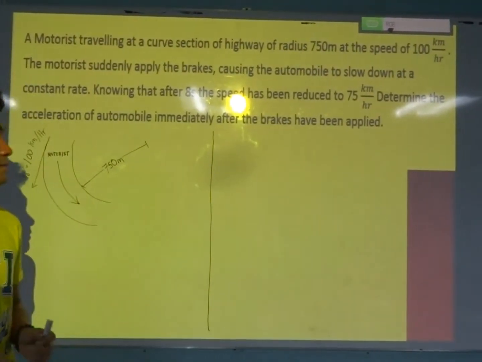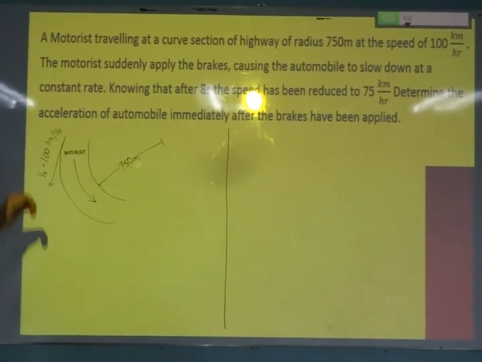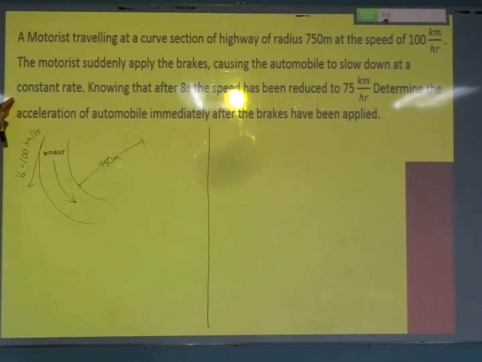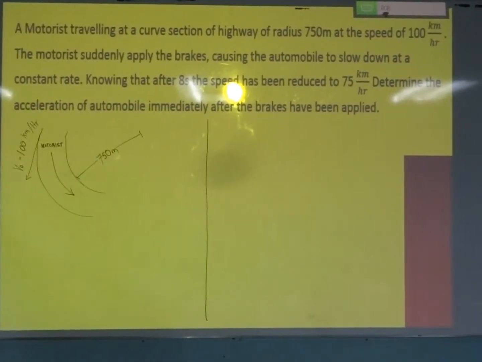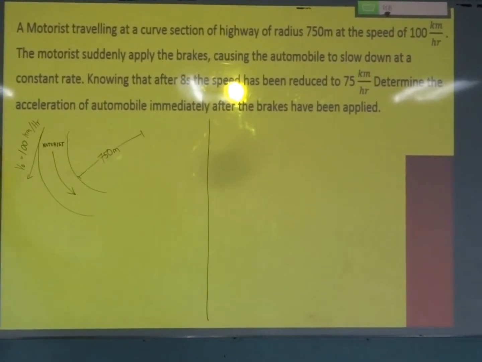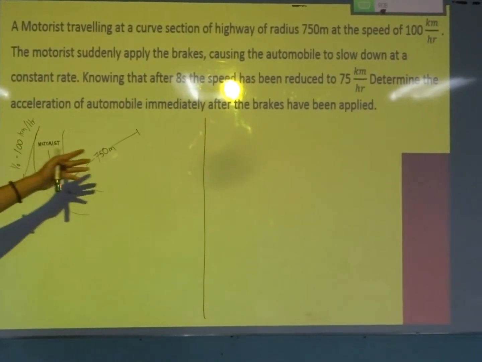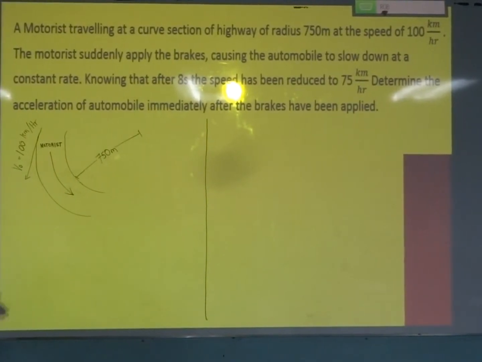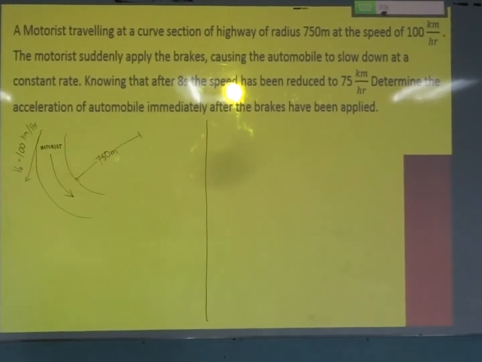Here we have a problem on tangential components of acceleration. I'll read it first. A motorist is traveling on a curved section of highway of radius 750 meters at the speed of 100 kilometers per hour. The motorist suddenly applies the brakes, causing the automobile to slow down at a constant rate. Knowing that after 8 seconds the speed has been reduced to 75 kilometers per hour, we have to determine the acceleration of the automobile immediately after the brakes have been applied.